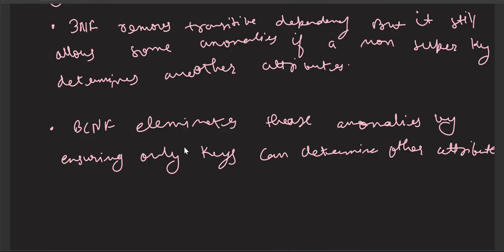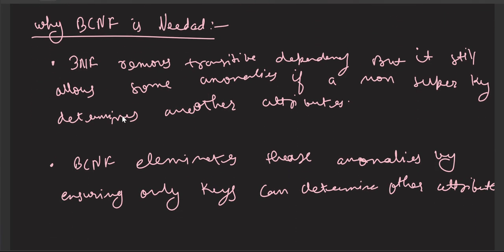So now we understand why BCNF is required, because 3NF removes only the transitive dependency but allows some anomaly if a non-super key determines another attribute. Okay, so that's why BCNF came into the role. So BCNF eliminates this anomaly by ensuring only keys can determine other attributes. I hope I am clear. So let's see the characteristics of BCNF.